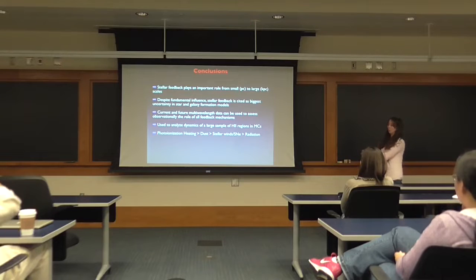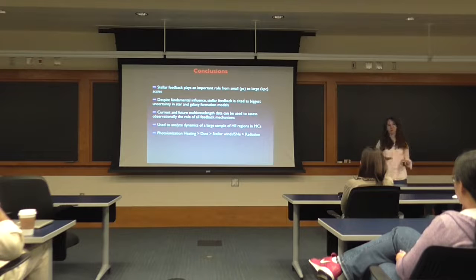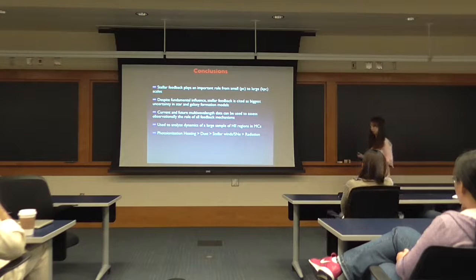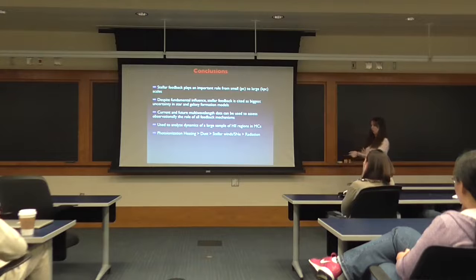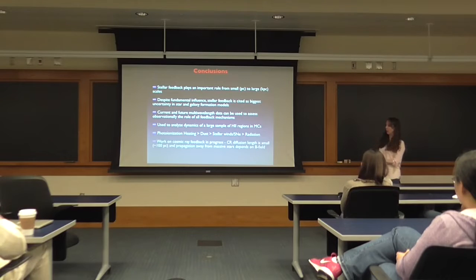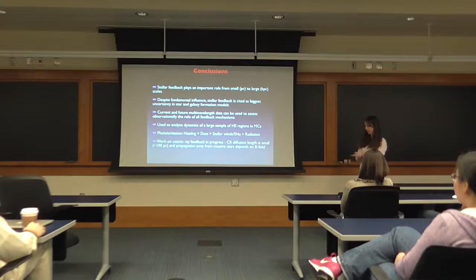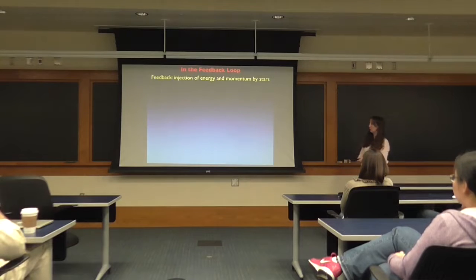But this sort of relationship between these different mechanisms depends on the mass of the star cluster that is contributing the feedback. It also depends on the age of the star cluster. So we'll talk about certain cases where this trend does not hold up. And then finally, I'll talk about work that we've started to do to constrain cosmic ray feedback. And I'll show you how we use gamma ray observations to constrain the cosmic ray diffusion length and what controls the propagation of cosmic rays in external galaxies.